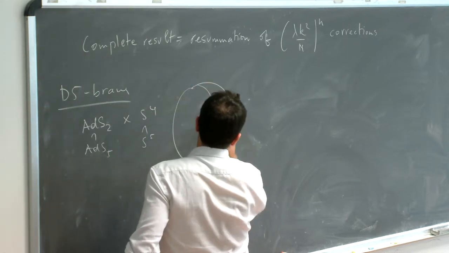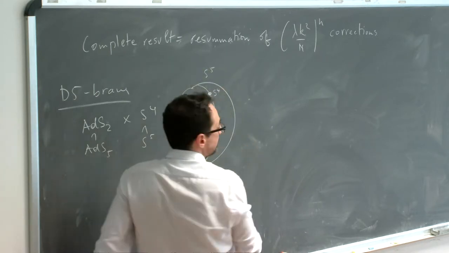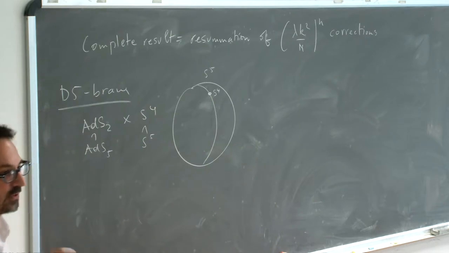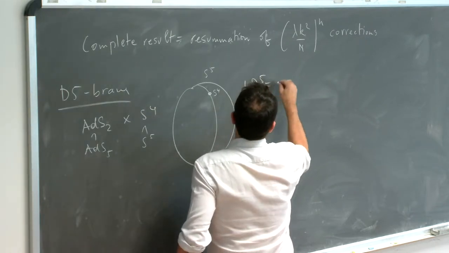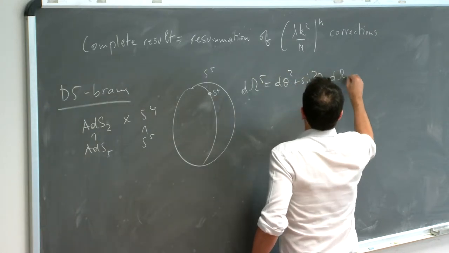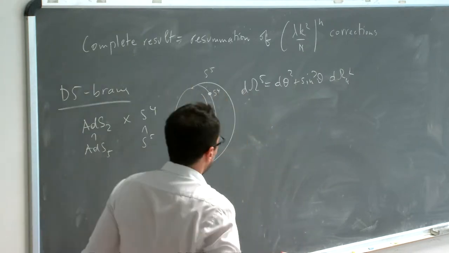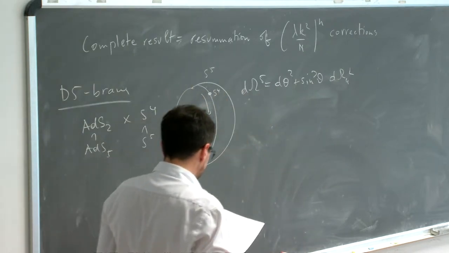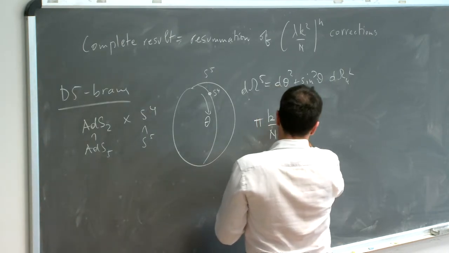that now you have some polar angle on the S5, and this polar angle controls the location of the S4. So you can write dΩ5 squared as dθ squared plus sine squared of θ dΩ4 squared, of course. So you have this angle θ, which is some polar angle, and now this angle θ is determined by this equation.